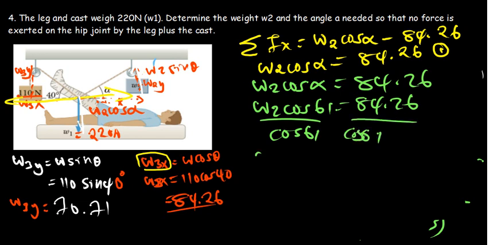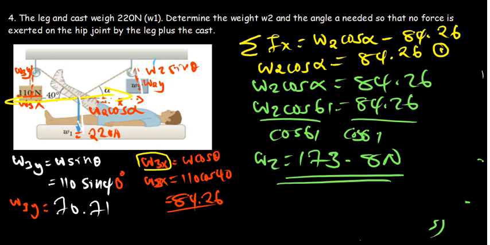My W2 is going to be given by 84.26 divided by cos 61. We have 173.8 newtons. So that is the answer for this question.